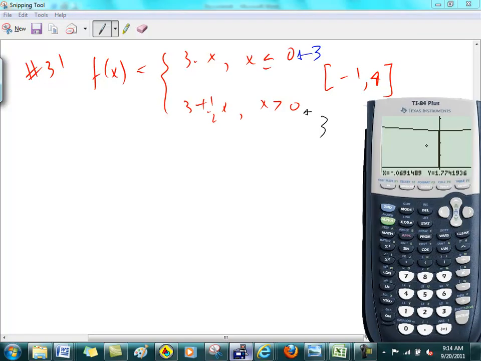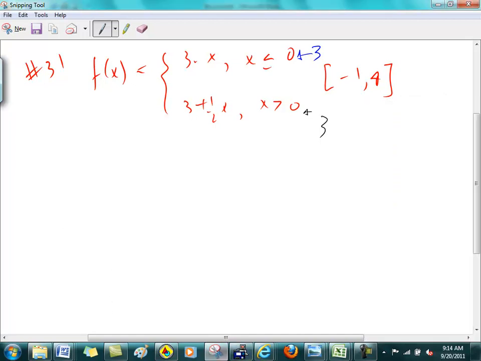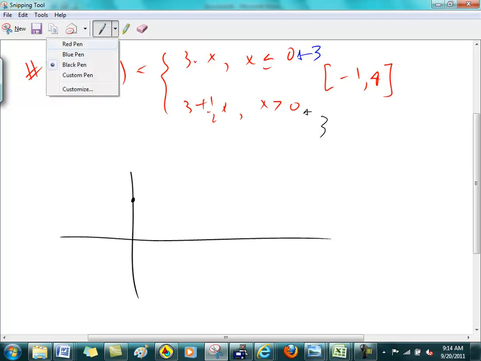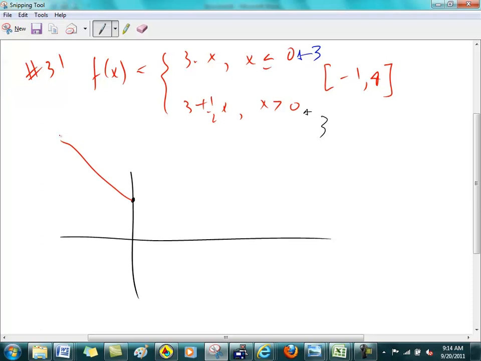Laura, are you with me? Okay. Maybe I need to graph this thing by hand. Let's go do this by hand. 3 minus x, so it's going to have a negative slope. It's got an intercept of 3. And here's my top graph. My bottom graph is going to be this guy here.